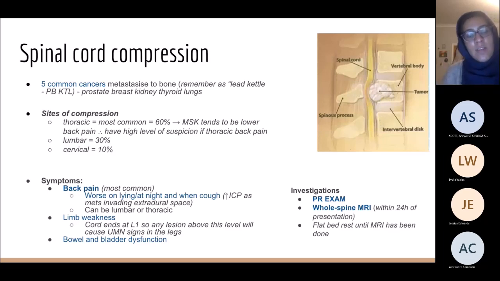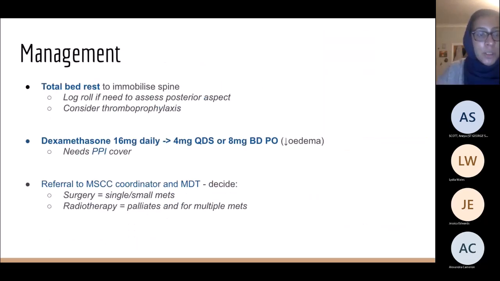And you need to make sure that they have flat bed rest until the MRI is done, and you can ascertain the stability or lack of stability of their spinal cord. Now, management wise, I've already mentioned the total bed rest to immobilize the spine. If you need to look at their back or examine their back, you need to do a log roll, which is just a maneuver of moving them in a way that is stable or wouldn't damage their spine further. Some of you already got this. The treatment is going to be steroids. You can do 60 milligrams, and you can give that in different ways.